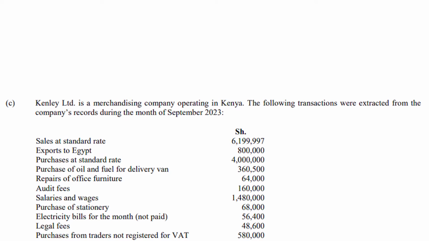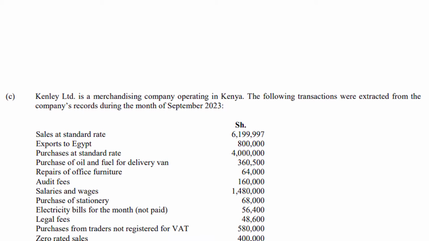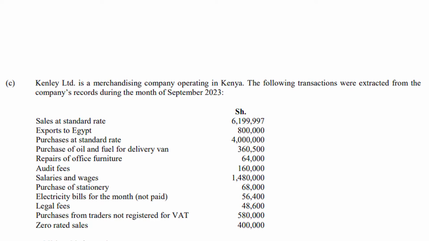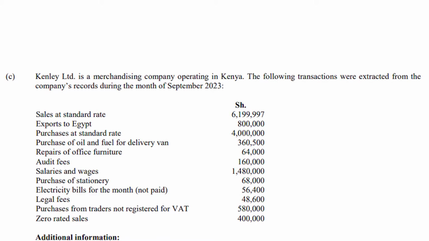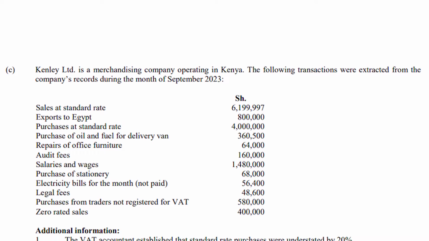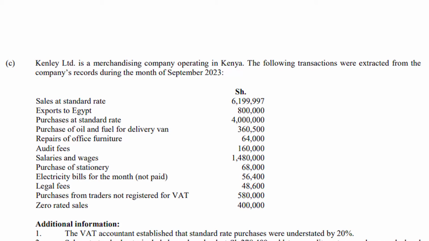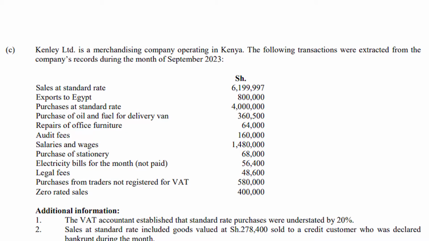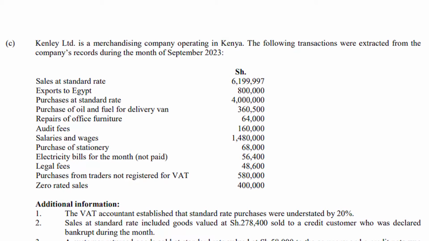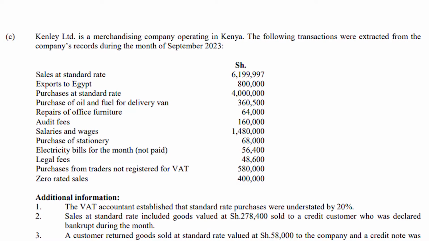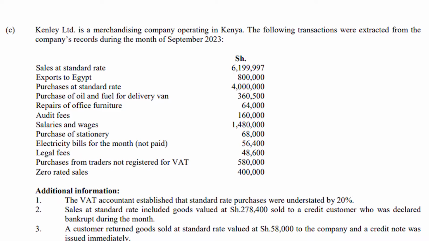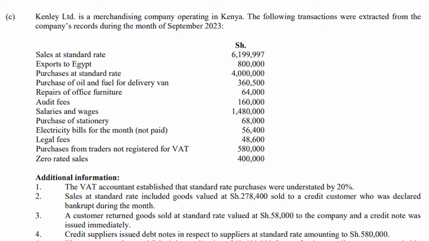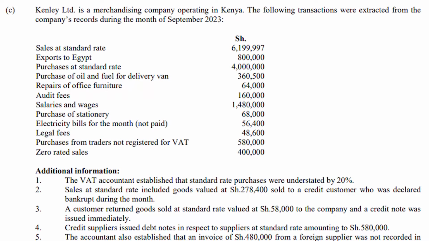Salaries and wages, we have it as 1,480,000. We have purchase of stationery, the figure is 68,000. We have electricity bill for the month, and we are being told not paid. The figure is 56,400. Then we have the legal fee, which is 48,600. Then you're being told that purchase from traders not registered for VAT, the figure is 580,000. Then we have what you call the zero rated sales, the figure is 480.